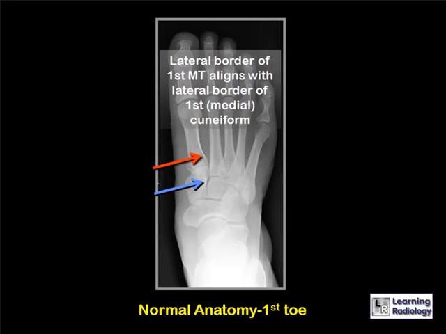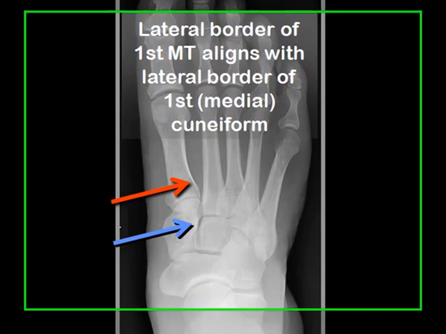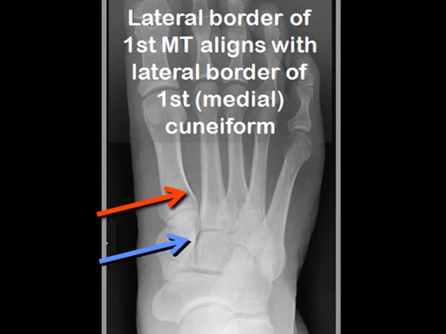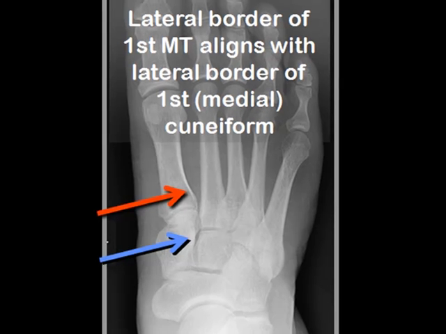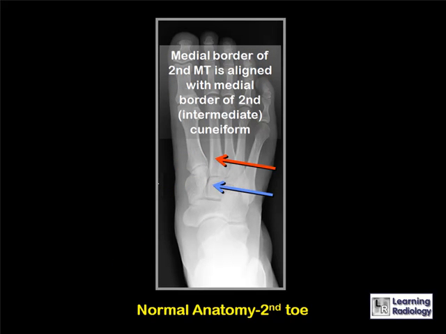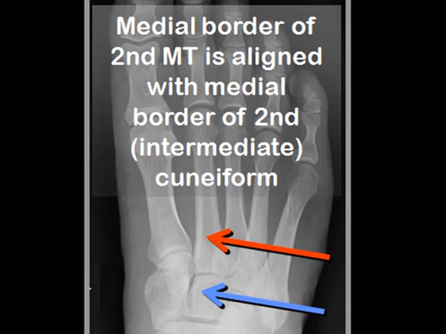The normal anatomic relationship for the first toe on a frontal view of the foot is the lateral border of the first metatarsal, shown here by the red arrow, should align with the lateral border of the first or medial cuneiform. The normal anatomical relationship for the second toe is the medial border of the second metatarsal, shown here by the red arrow, should align with the medial border of the second or intermediate cuneiform, shown by the blue arrow.